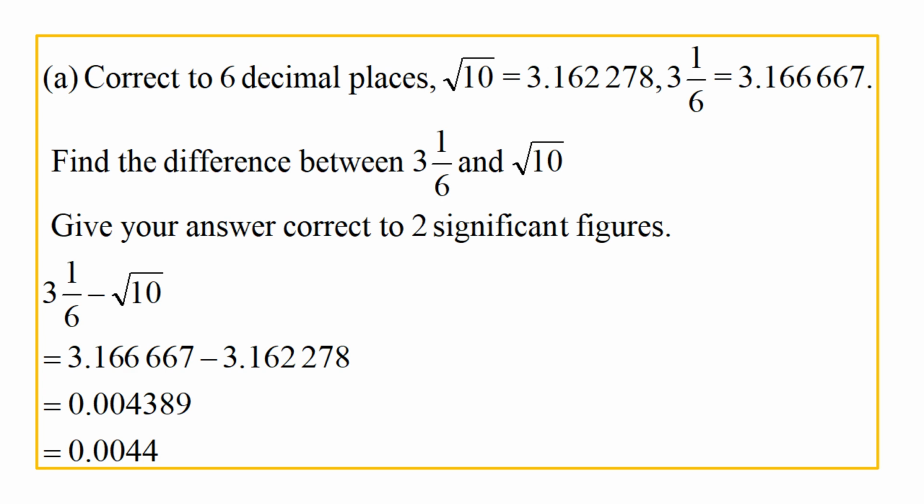The first two significant figures in our difference are 0.00, since we start counting from the first non-zero digit. However, since we're interested in the actual value, we can see that the first non-zero digits we encounter are 0.004, which gives us the significant figures. Thus, our answer rounded to two significant figures is 0.0044. So, to summarize, the difference between 3 whole 1/6 and the square root of 10 is approximately 0.0044, expressed in two significant figures.